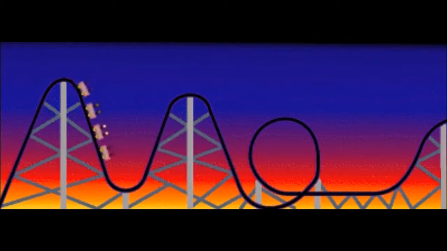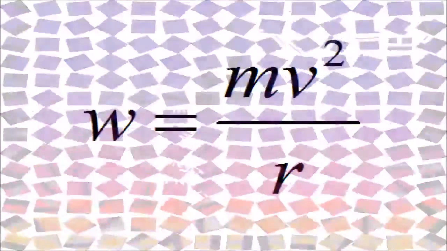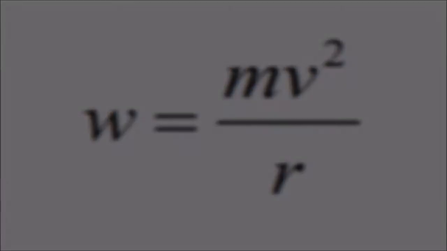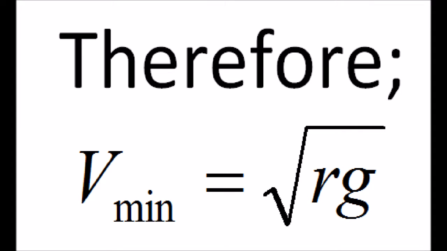In this last case, the scenario will be in a roller coaster. Take a look at this example. Most roller coasters have this loop right here. Now how does this cart make it through the loop? Since the weight is on the same axis as the net force, we can say that the weight is equal to mv squared over r, giving us the formula for finding the minimum velocity, which is v minimum is equal to the square root of r times g, and g is equal to 9.8 meters per second squared.